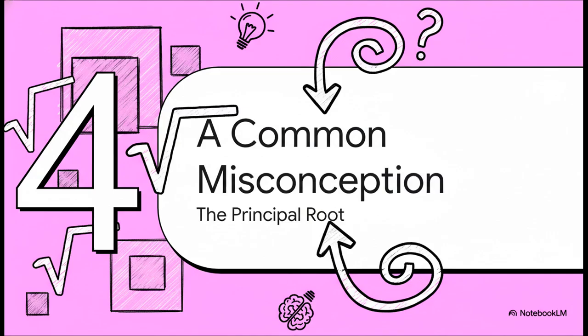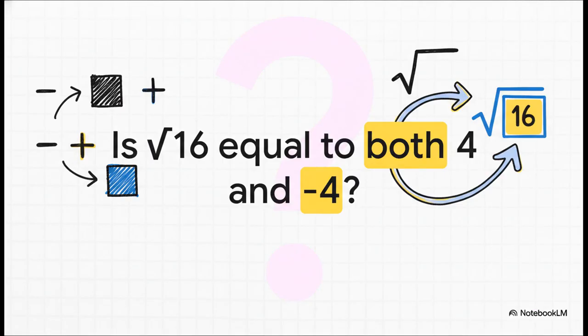Okay, hang on. We need to talk about something really important here. This is a super common mistake, and I want to make sure you don't fall into this trap. It all has to do with something called the principal root. So here's the puzzle. We all know a negative times a negative is a positive, right? So negative 4 times negative 4 is 16. But positive 4 times positive 4 is also 16. So when we see the square root of 16, what's the answer? Is it 4? Is it negative 4?